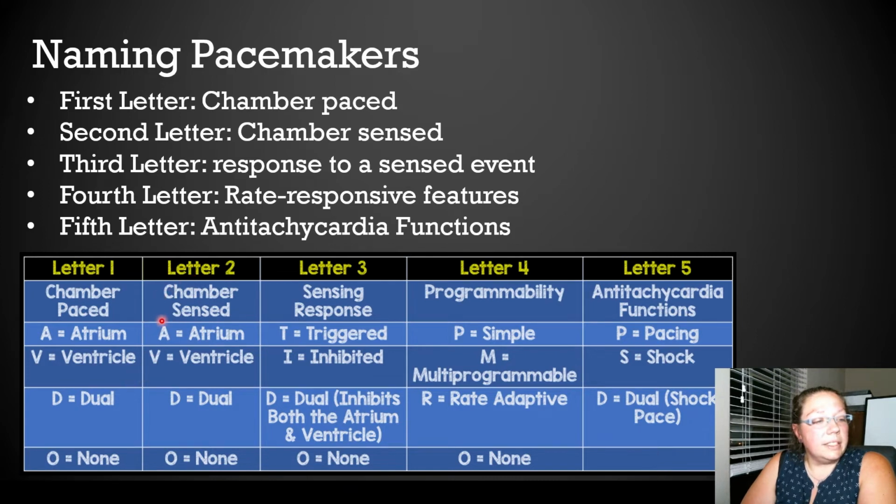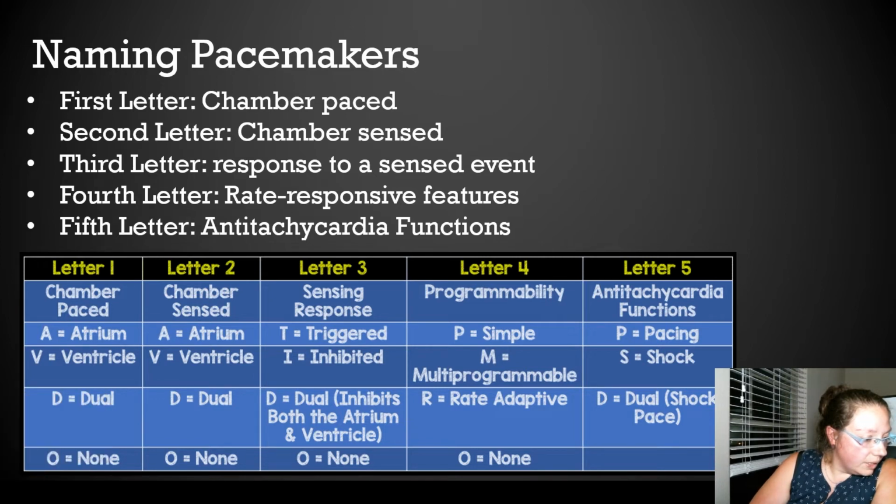Then we've got letter two, which is which one is sensed: the atrium, the ventricle, or the dual, both of them. What do they do when they sense? What does the pacemaker do when it senses an event? Does it trigger an impulse? Does it inhibit an impulse? Or does it both inhibit the atrium and ventricle? And then letter four is what is its rate responsive feature? And then we've got the pacing, shock, or both pace and shock.